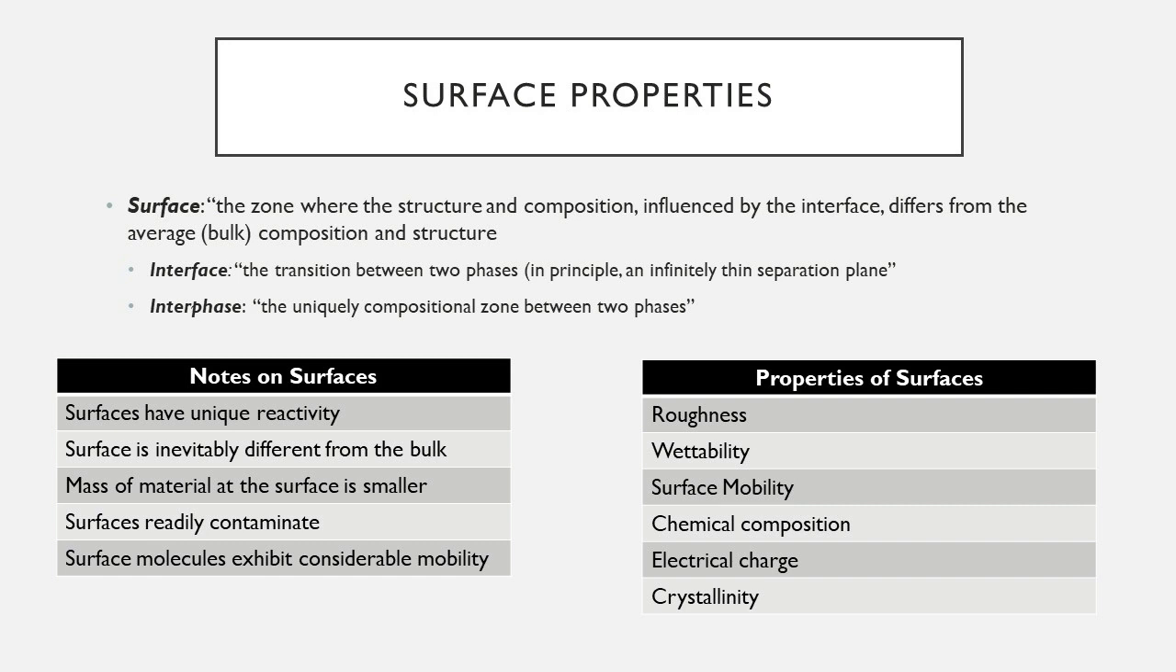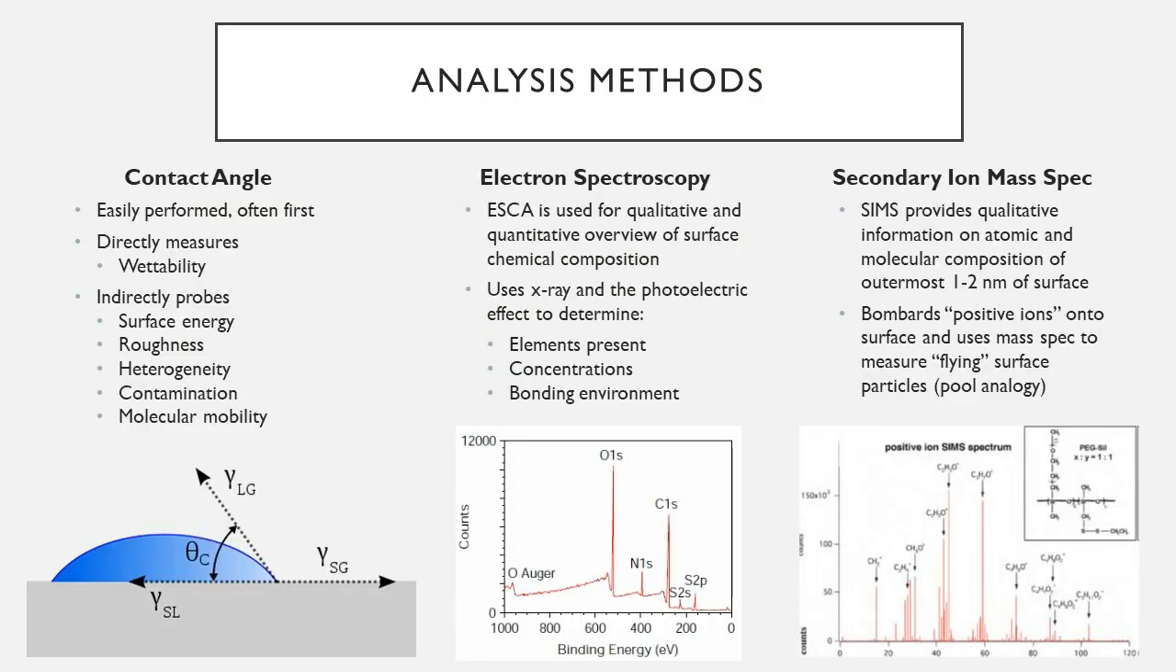Taking those into consideration, there are a number of different properties of surfaces that one will want to measure that might factor into the biocompatibility of a particular material. These could be the roughness of the material, wettability, surface mobility, chemical composition, perhaps the electrical charge and how that might be different from the bulk of the material. And again, also crystallinity, which could also be different from the bulk.